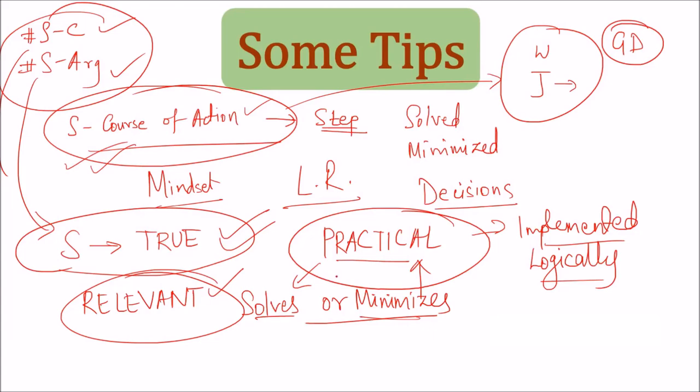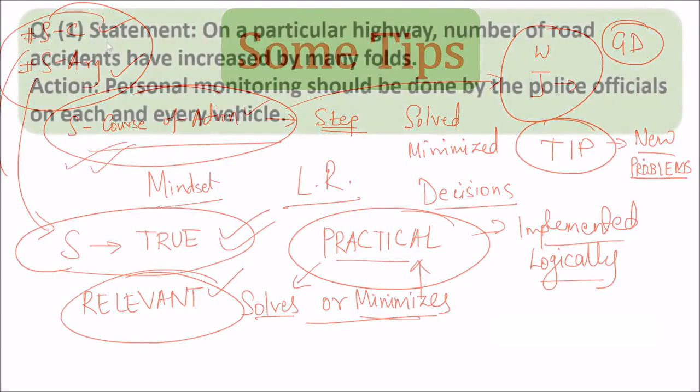Now, another very important tip: while choosing the practical solution or the practical action, make sure that the action does not give birth to new or other problems. It should be a solution in itself, and it should not give birth to new problems. We will take a look at an example that will explain what exactly we mean by this. Let's see the example so you will understand in a better manner.